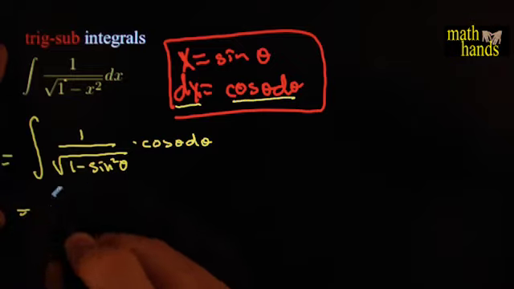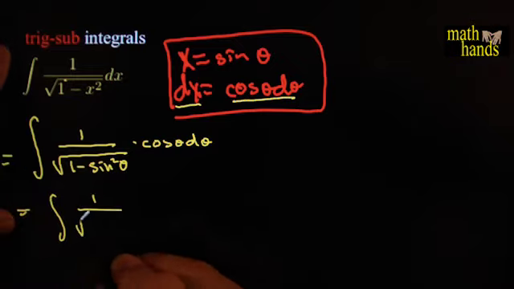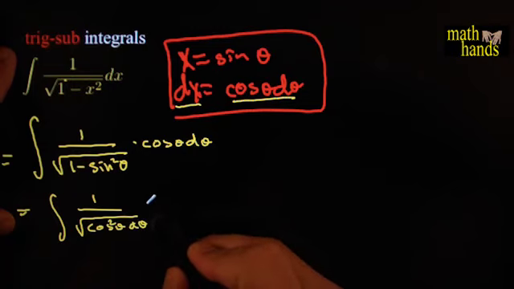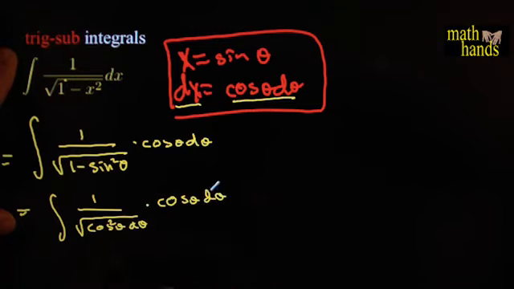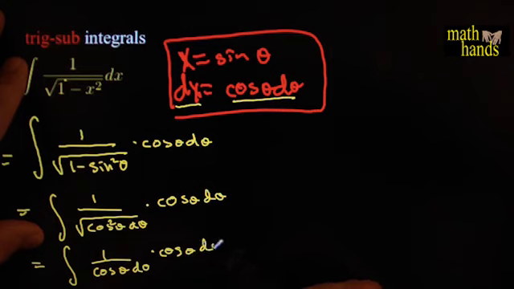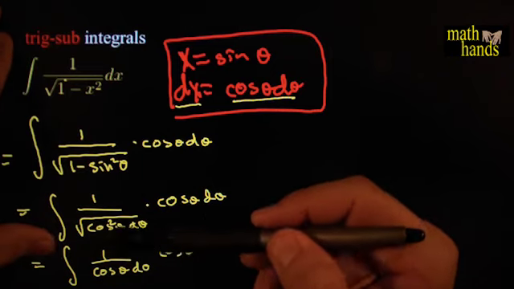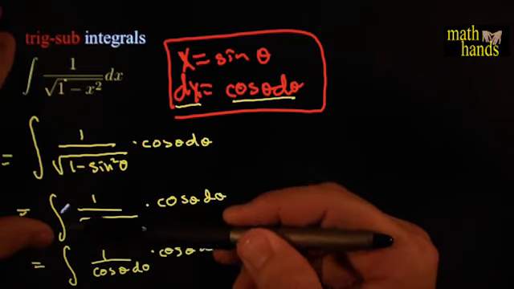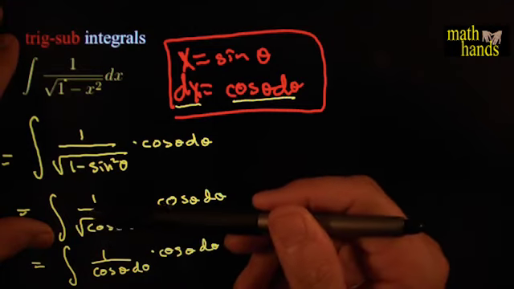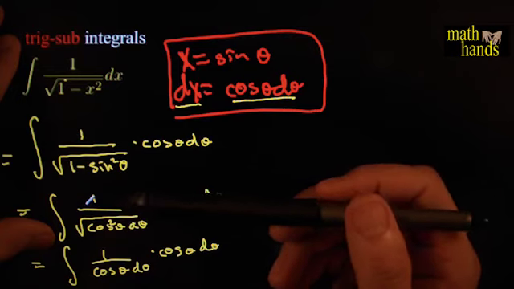And what is that? That would be the integral of 1 over the square root of cosine squared theta times cosine theta d theta. Here, assuming this is positive, we're going to go with a positive cosine theta d theta. Sometimes you may have to be careful. If you know the limits, there are some places where you might want to go with a negative version or the positive.